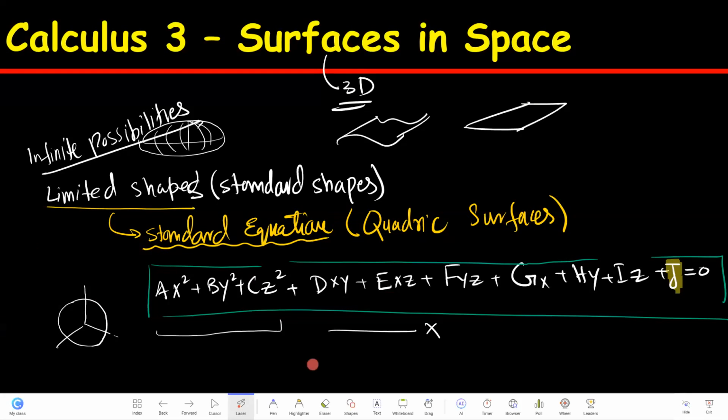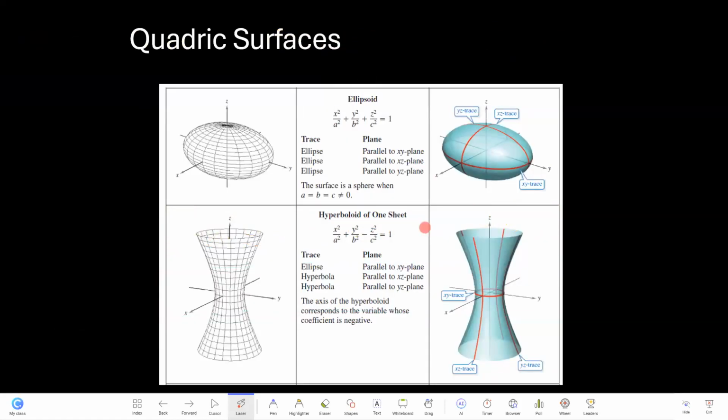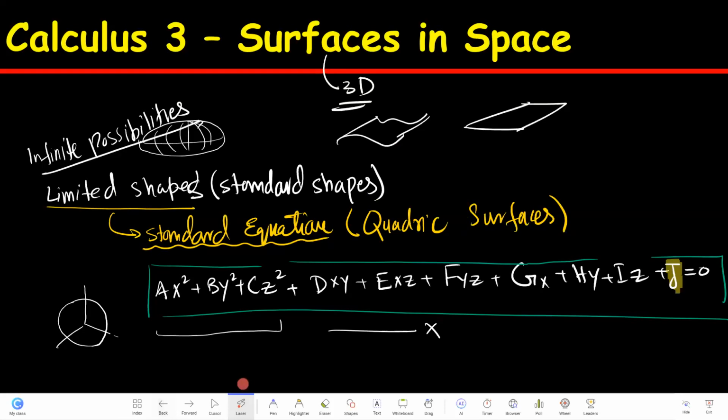So in order to cover those, I'm just going to go over the standard forms of shapes. So let's do the standard forms of shapes. In that slide, are you guys able to see the image called quadric surfaces, where two shapes are given? Yes. Yeah.